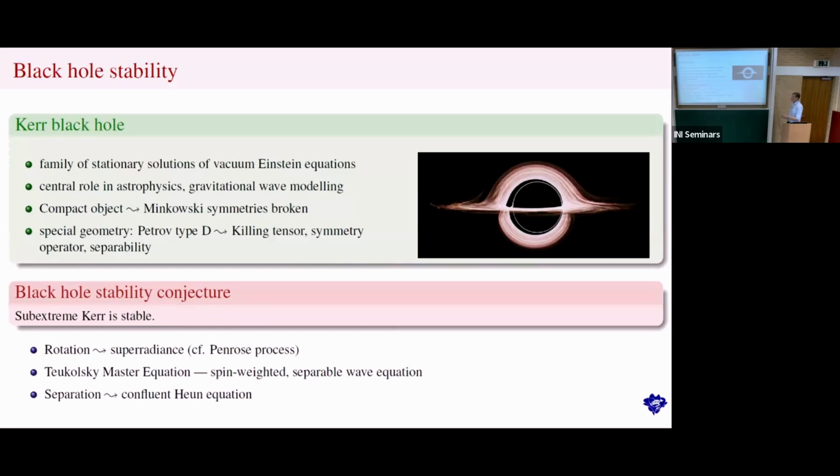Some of the features of this phenomenon is that you have rotation, so this means that you have superradiance. You can send in waves that come out with higher amplitude. There's the Teukolsky-Starobinsky equation, which is the key fact that allows you to understand this stability. That's a confluent Heun equation. So this is just basically to give some context.